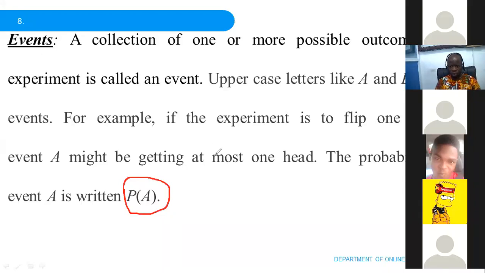Is that clear to everybody? Donk or Bright, is that clear to you? Yes, sir. Good. All right, so please write that. That is event. Please make sure you pay critical attention to these definitions.